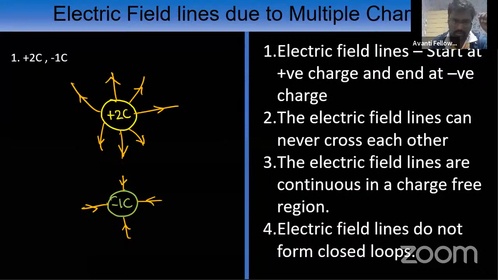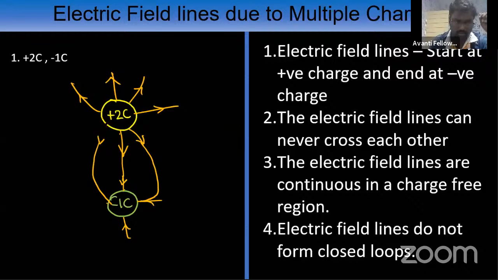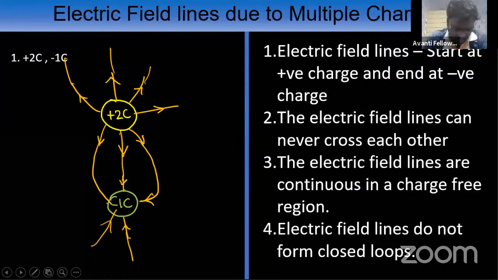So they start at a positive charge. Let me end these electric field lines in a negative charge. I'll erase this. So this is how we could draw the electric field lines for this. Some of these go out to infinity, and some of these come from infinity and try to join this 1 coulomb charge, right? This is how we draw the electric field lines for two charges, multiple charges, when they are in a charge-free region.